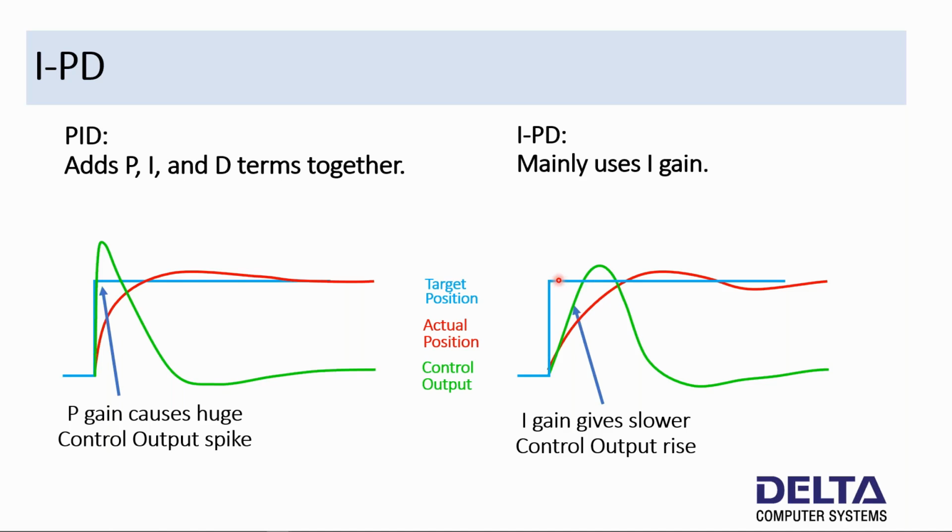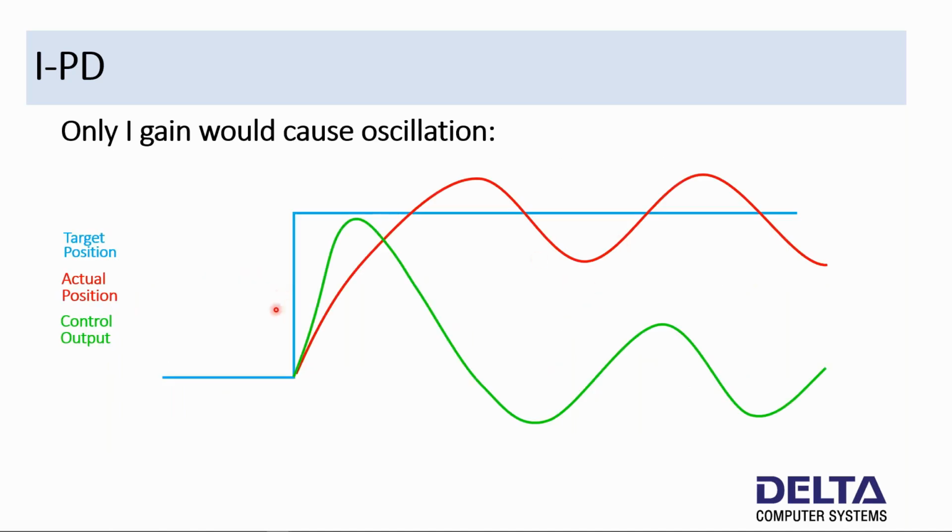Now, if we only had the I gain, it would cause oscillation. The integral gain would go up and then it would go down and up and down, and we would just do this forever. As we increase the integral gain, we would typically see a faster rise here, and then it would come down faster and faster. So as the I gain increases, we would see this oscillation speed increase. If we had a really low gain, it would be really slow and lazy.